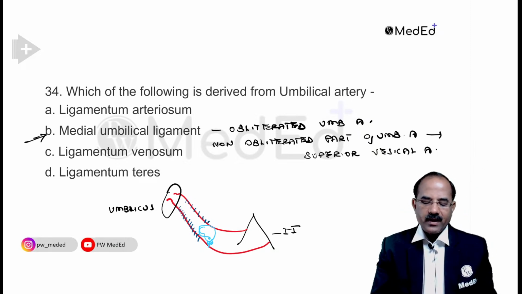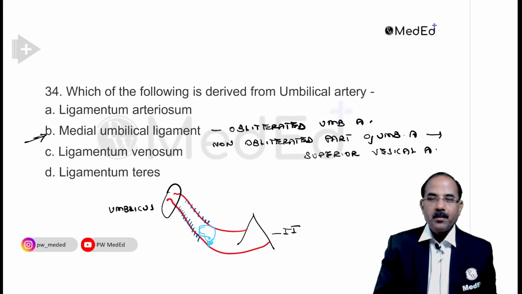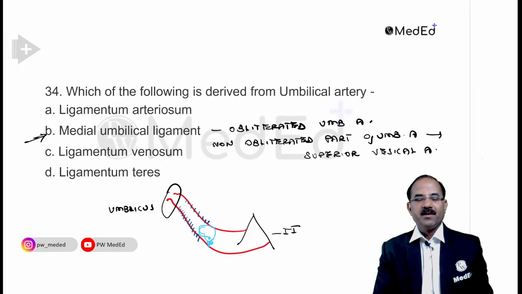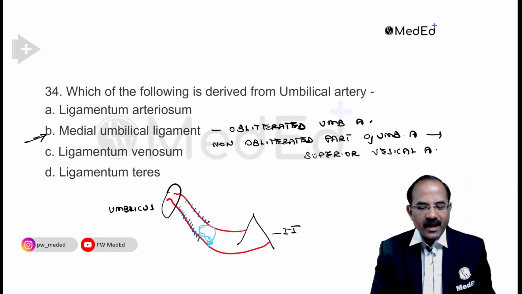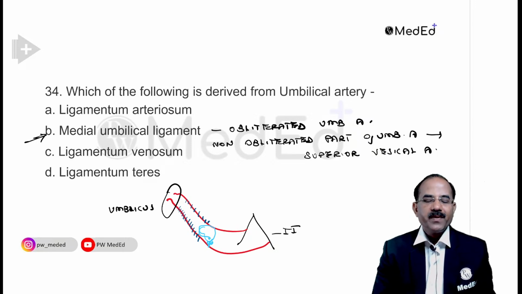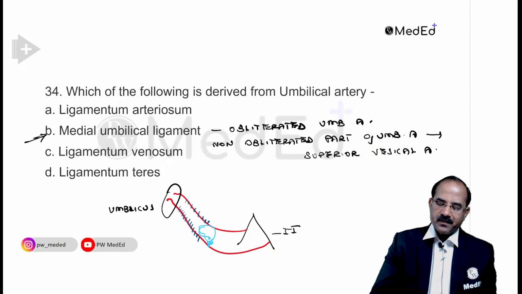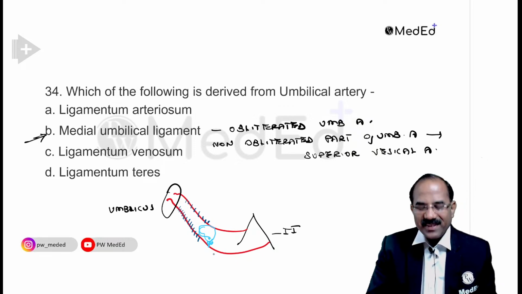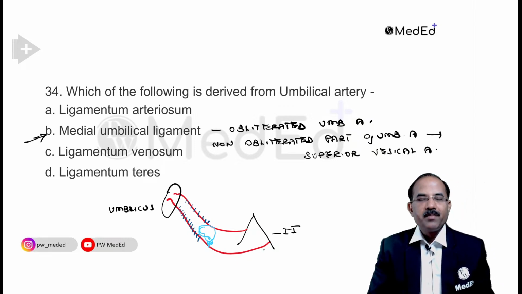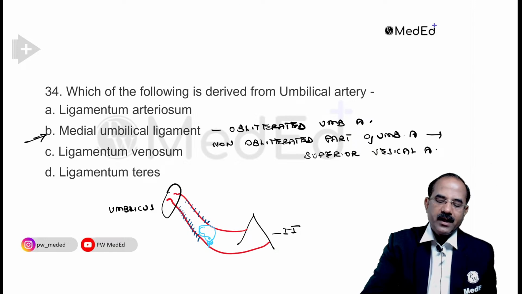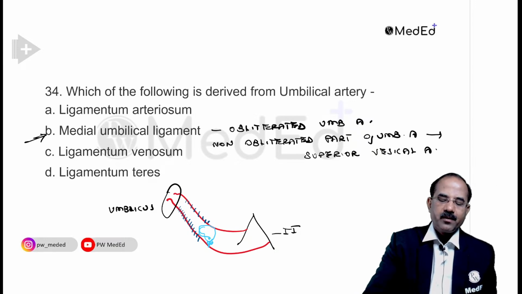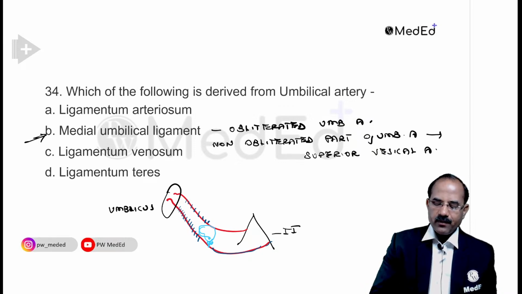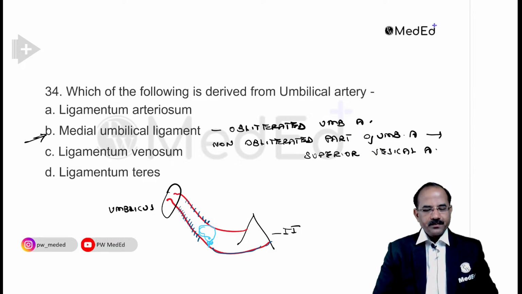This is what we call the medial umbilical ligament. So what is medial umbilical ligament? It's the obliterated umbilical artery. And what is this, students? This is the non-obliterated part of umbilical artery. अब ये क्या बनेगा? This non-obliterated part of the umbilical artery becomes the superior vesical artery. ये बन जाता है superior vesical.